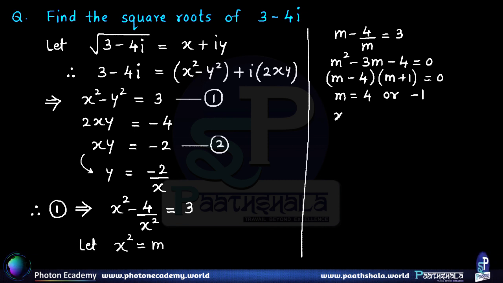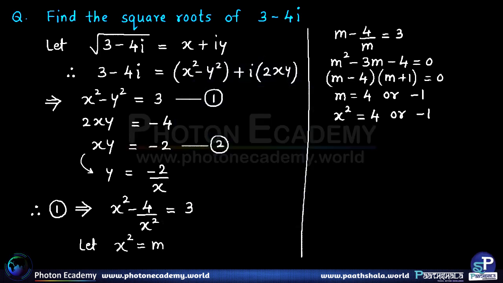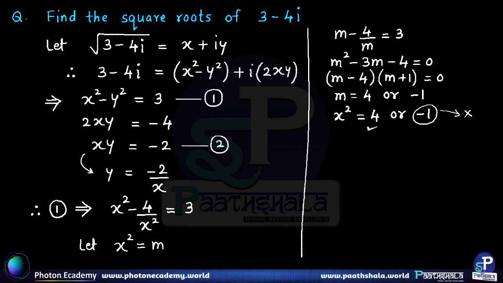But m was nothing but x square, which we had assumed, so x square must be equal to 4 or minus 1. Now x was originally the real part of the required square root. And since x is real, definitely x square cannot be negative. So x square equal to minus 1 is ruled out, and we are left with x square equal to 4. So that gives us x equal to either plus 2 or minus 2.